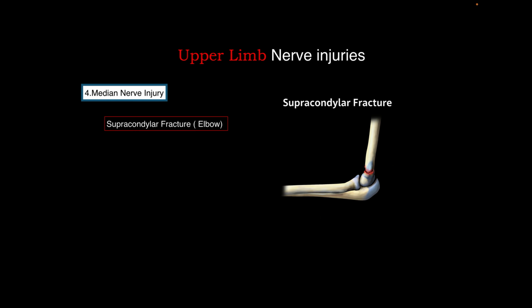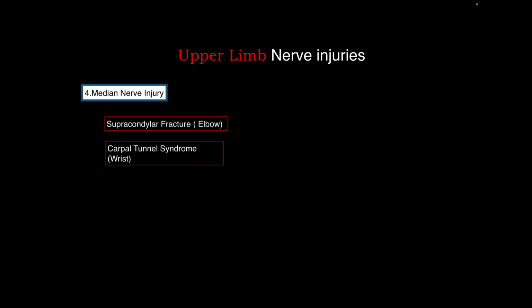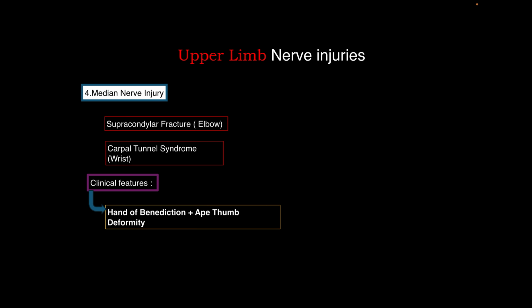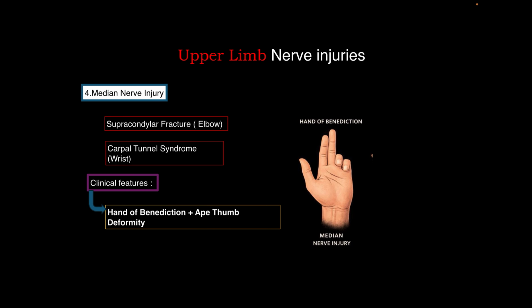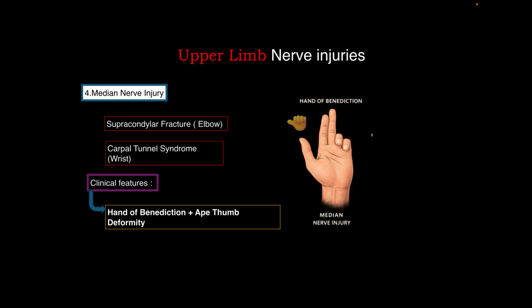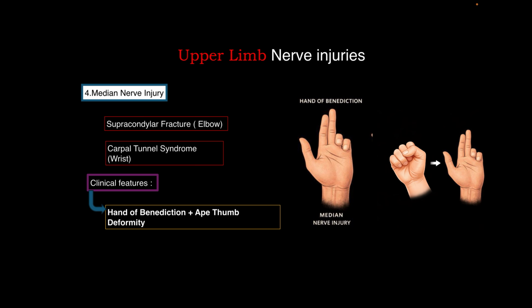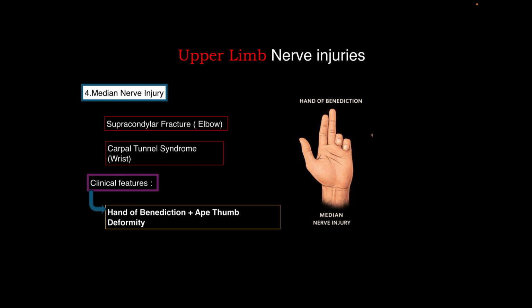And next, the last nerve injury we have is median nerve injury. It can be caused by supracondylar fracture of the humerus at elbow level and carpal tunnel syndrome at wrist level. The clinical signs of median nerve injury are hand of benediction and ape thumb deformity, which looks like this, in which the thumb, index finger, and middle finger are extended while the ring finger and pinky finger are flexed. It only appears when a person tries to make a fist. At rest, it will be normal.